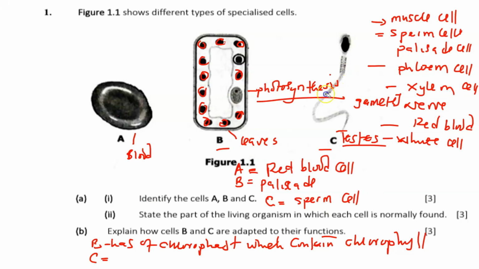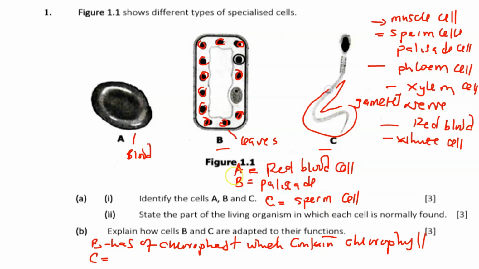Now, where does reproduction take place? I mean, where does fertilization take place? So if you know where the fertilization takes place, then you are able to tell its function. So now, what is the adaptation that it has? So it has one, it has the tail, okay, to move toward the egg. So it follows the egg.